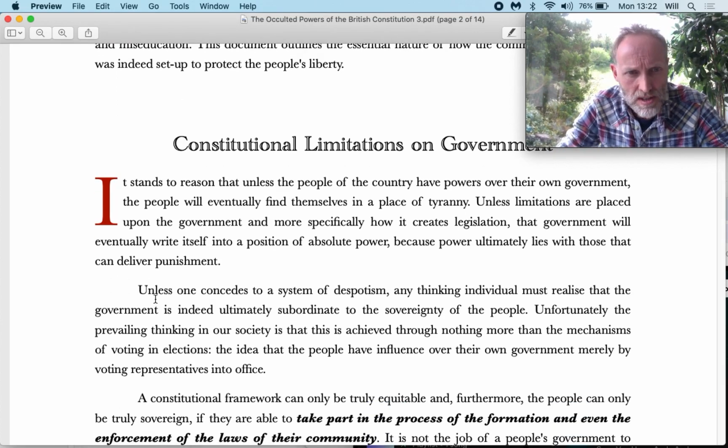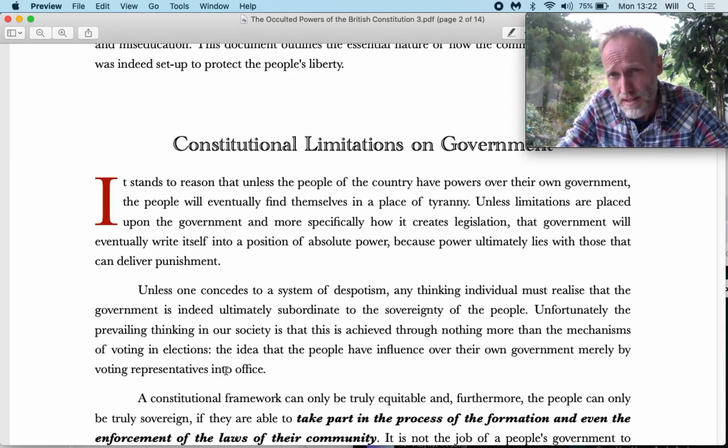Continuing on. So unless one concedes to a system of despotism, any thinking individual must realise that the government is indeed ultimately subordinate to the sovereignty of the people. Unfortunately, the prevailing thinking in our society is that this is achieved through nothing more than the mechanisms of voting in elections. The idea that the people have influence over their own government merely by voting representatives into office.